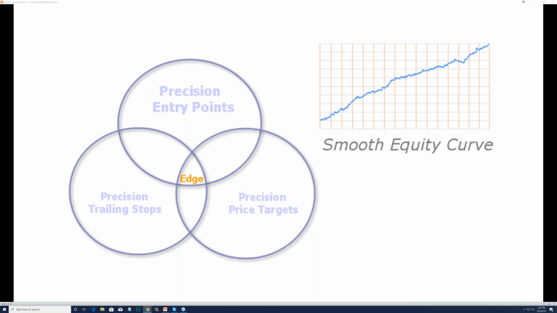So the more precise you are, what you'd like to see is where you have a target, and when price runs through that, basically that's the end of the move. Okay, that would be the ultimate goal.